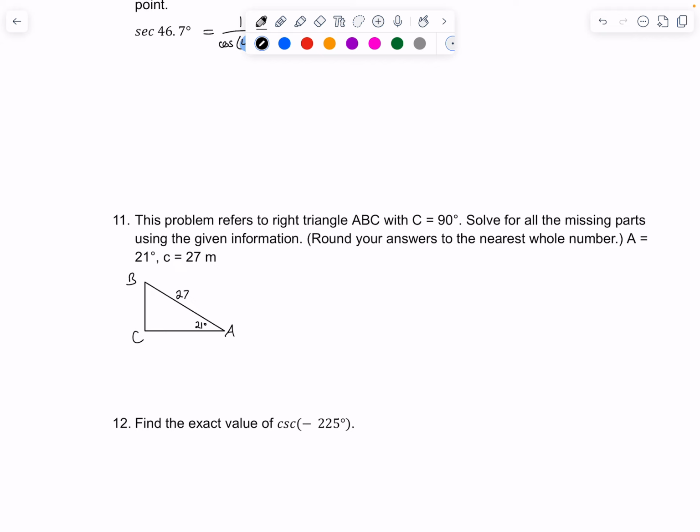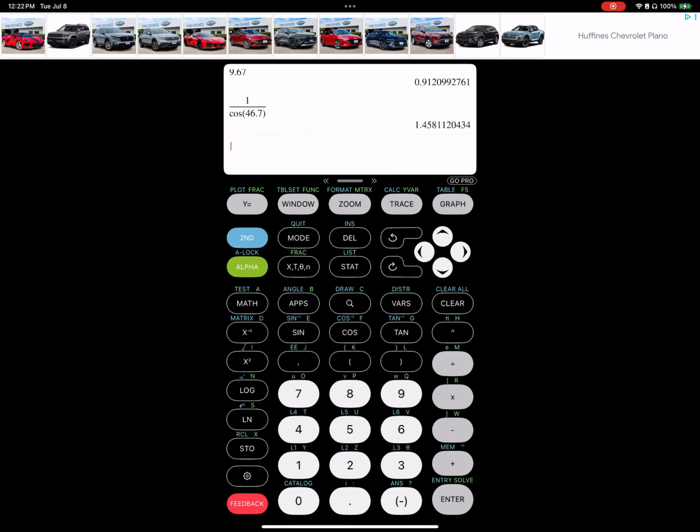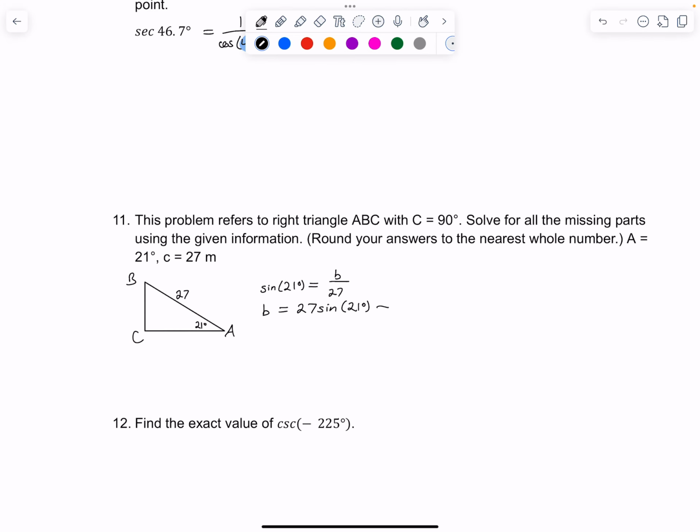They want us to find all the missing parts, so I'm going to start with side B. To find side B, I notice that the sine of 21 degrees is the opposite over the hypotenuse. So it's B over 27, which means that B is equal to, if I multiply both sides by 27, I get 27 sine 21 degrees. And that I can find in a calculator. 27 sine 21. And I'm still in degrees. So that's 9.67 or roughly 10.